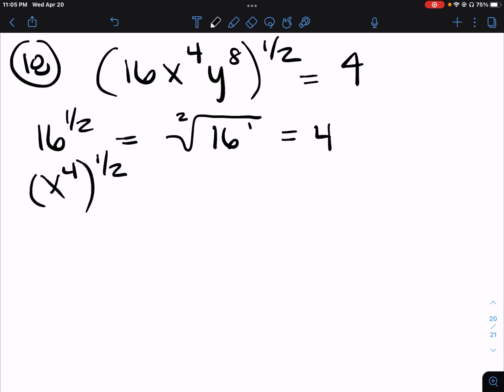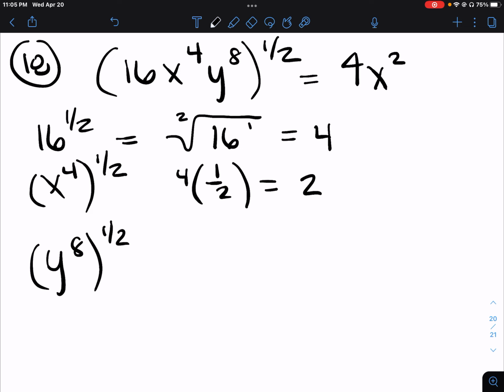For the power to a power, you multiply. Half of 4 is 2, so x^2. The same thing here. We multiply the powers. Half of 8 is 4, so that gives us y^4.